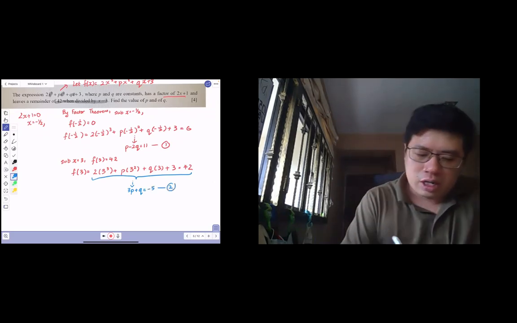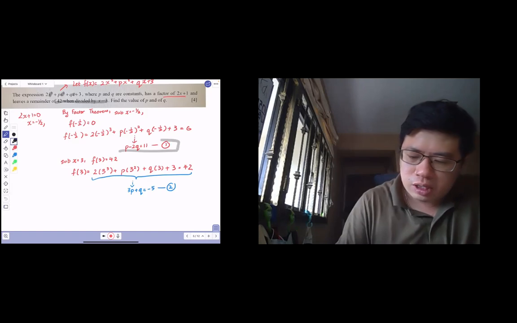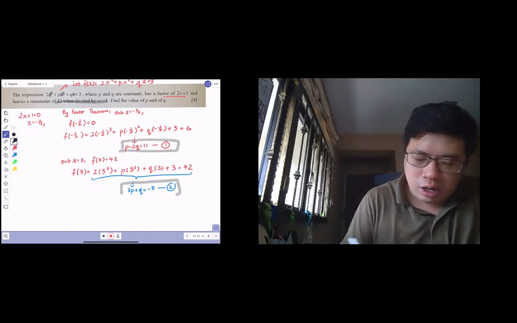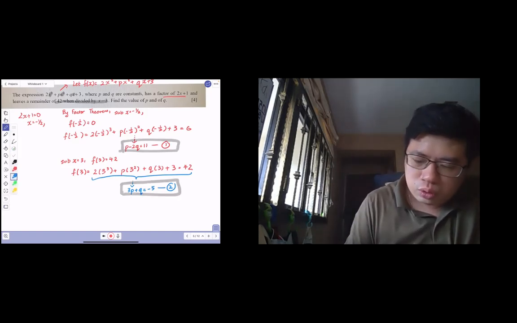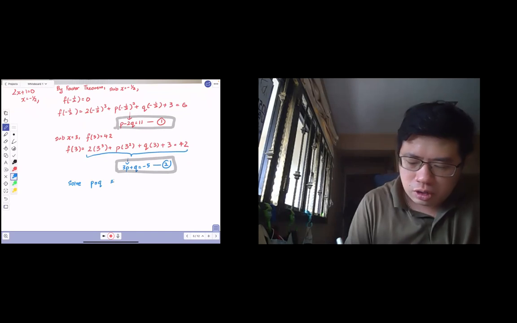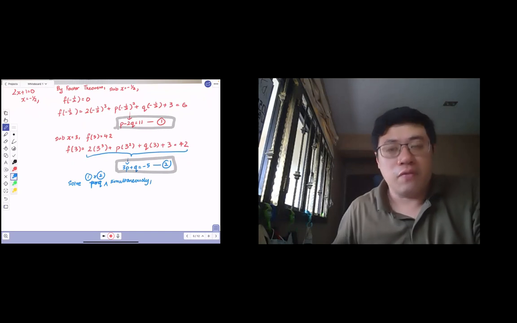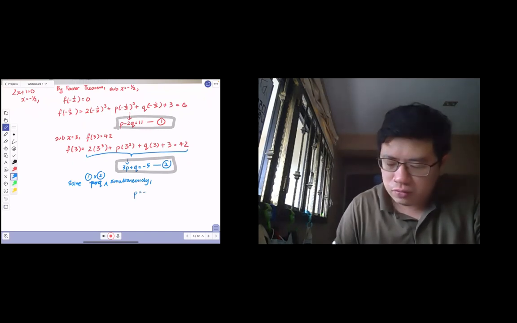All right. So finally, you realize that you arrive at 2 equations in terms of p and q. So all you need to do is go ahead and solve p and q simultaneously. Just solve equation 1 and equation 2 simultaneously. This will obtain the value of p equals to negative 3 and q equals to 4.